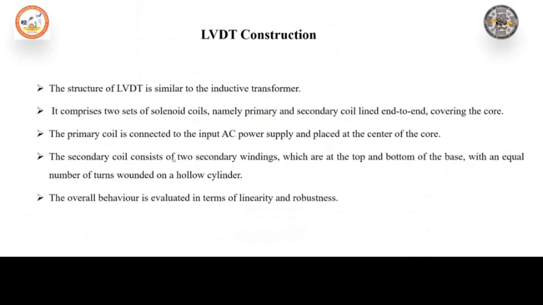So coming to the construction, the structure of the LVDT is similar to an inductive transformer. It comprises two sets of solenoid coils, namely primary and secondary coils, lined end to end, covering the core. The primary coil is connected to the input AC power supply and placed at the center of the core.